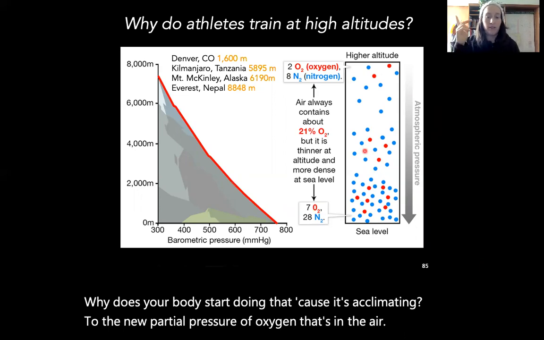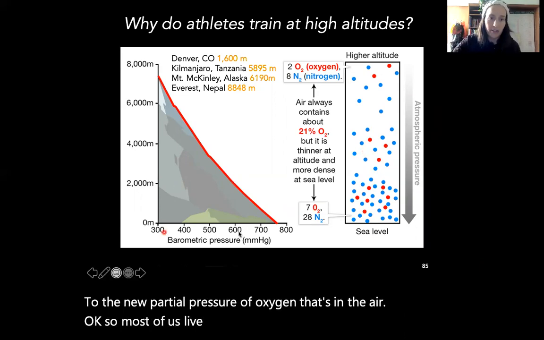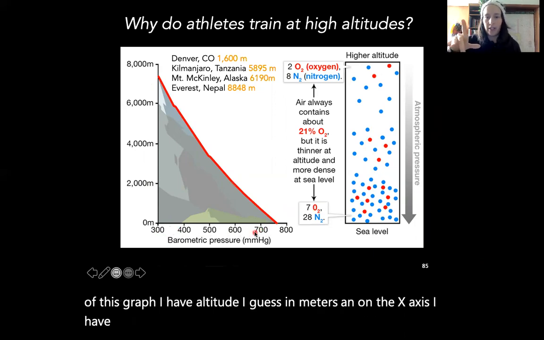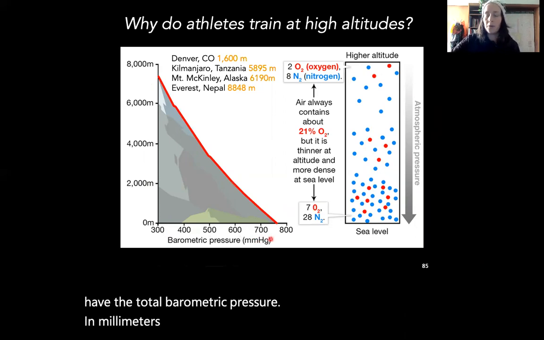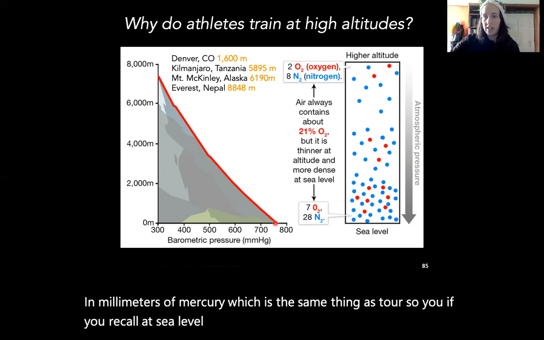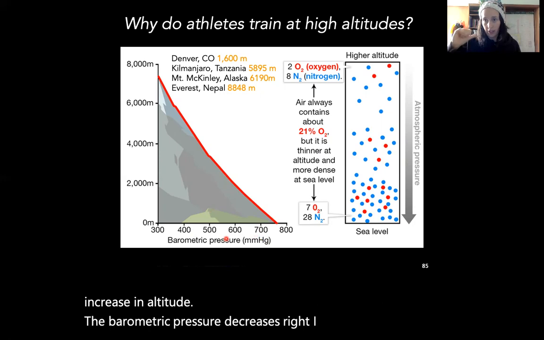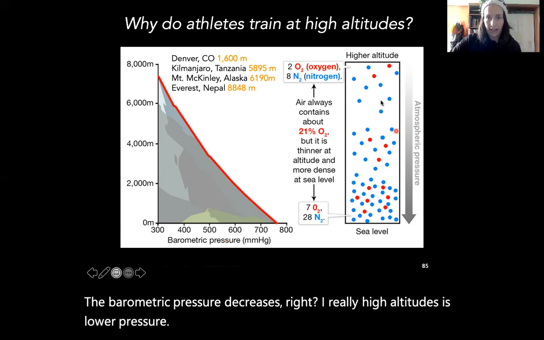Okay, so most of us live around sea level. On the y-axis of this graph, I have altitude in meters, and on the x-axis, I have the total barometric pressure in millimeters of mercury, which is the same thing as torr. If you recall, at sea level that should be 760 torr. As you increase in altitude, the barometric pressure decreases, right? At really high altitudes, there's lower pressure. So what does that look like in the air?